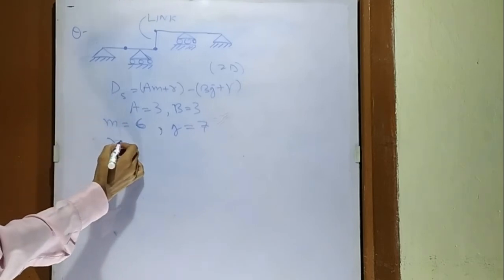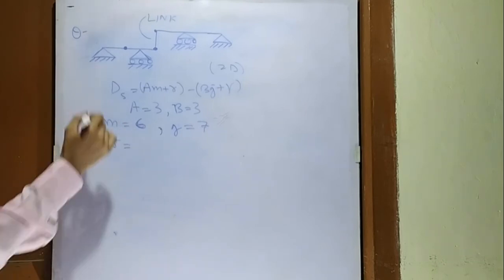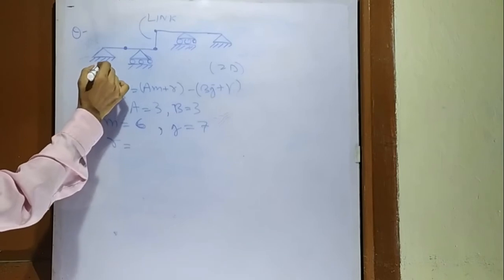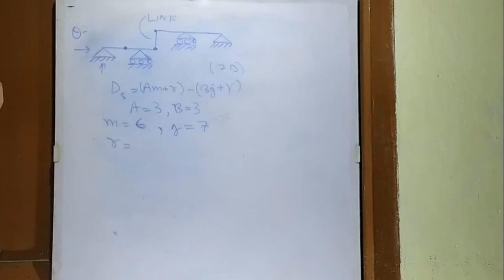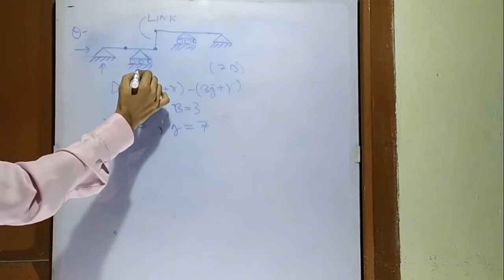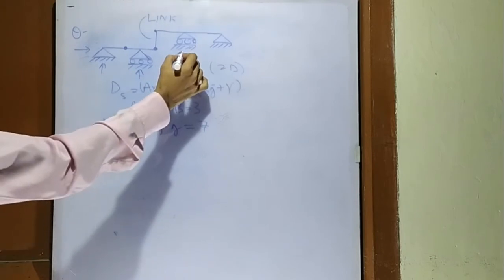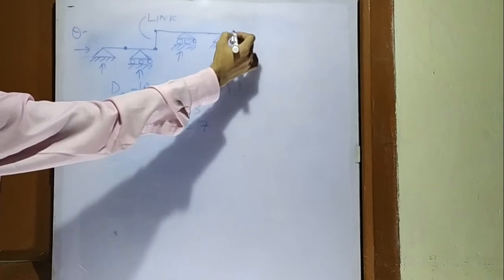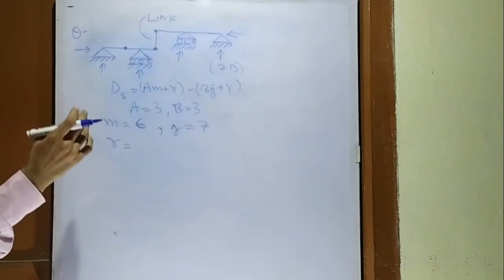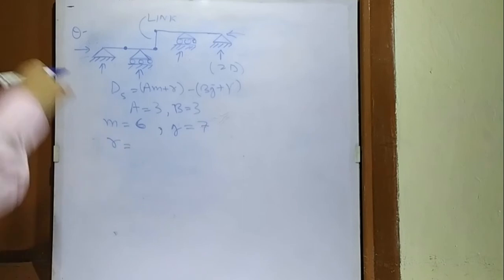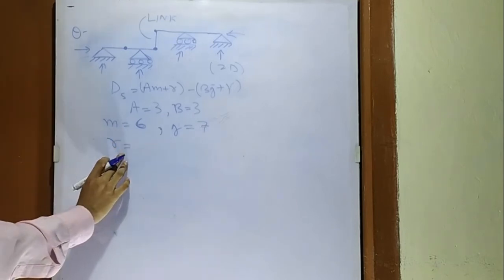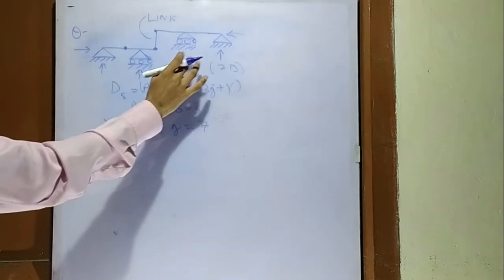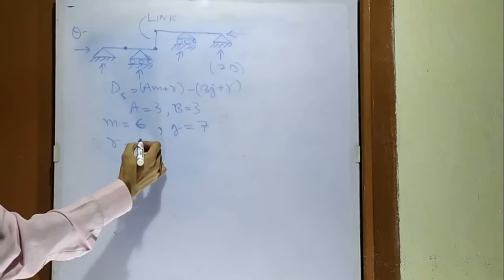And what is the value of r? The value of r we can count very easily. This is the pin joint. There will be one vertical reaction and one horizontal reaction, and at the roller support there will be only vertical reaction, and at this roller support there will be only vertical reaction, and at this pin support there will be 2 reactions, one in vertical direction and one in horizontal direction. So the number of reactions is 2, 3, 4, 5, 6. The number of reactions is 6.